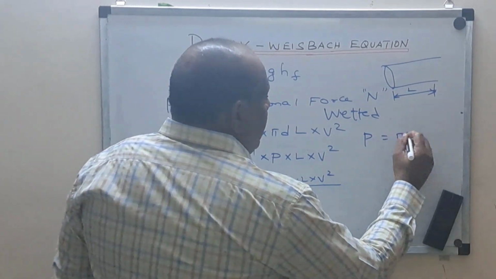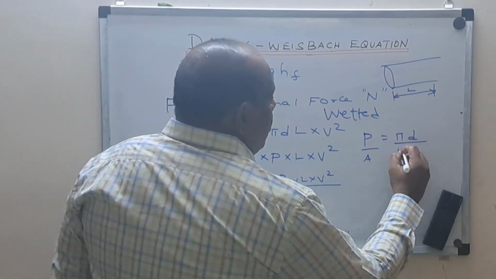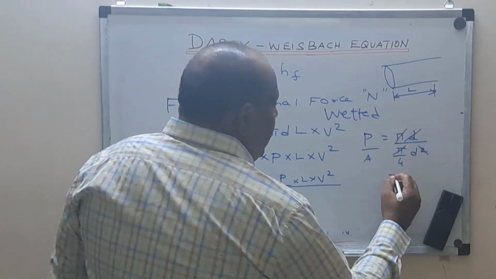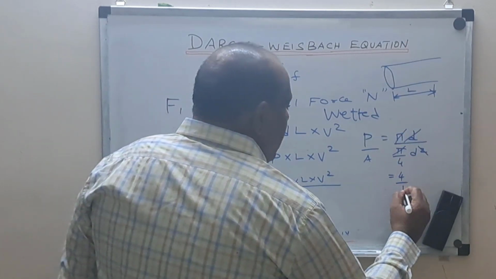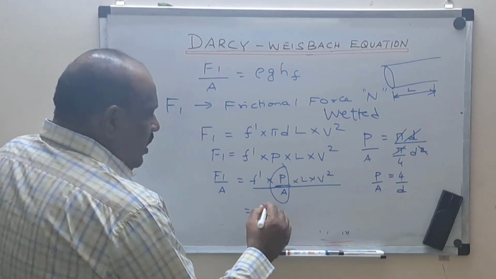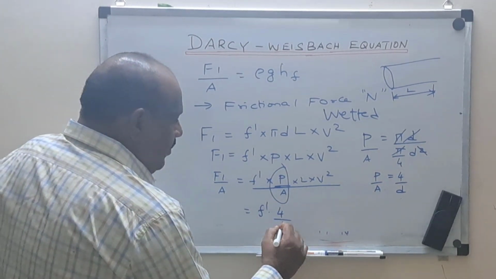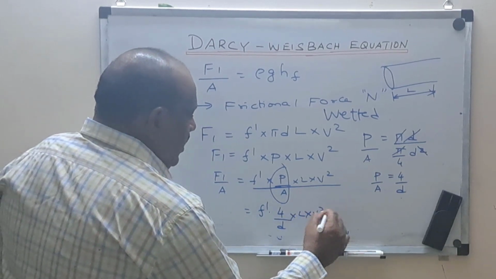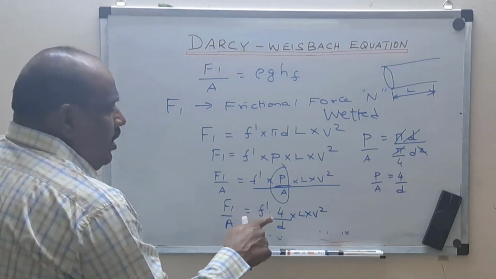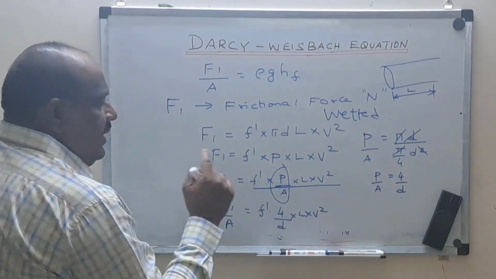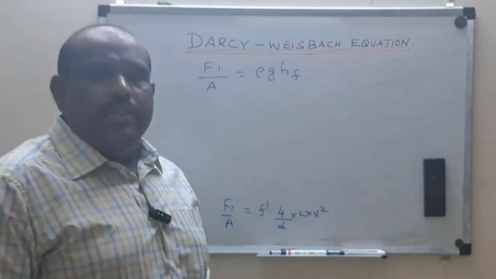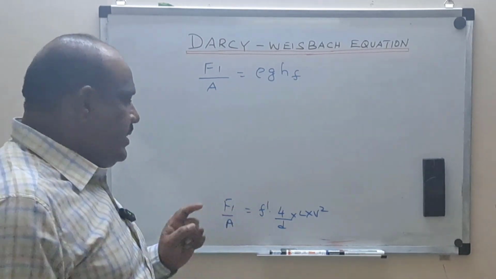So now let us try to find what is P by A. What is perimeter? Pi d. What is area? Pi by 4 d squared. So cancel off pi, cancel off d, it will be 4 by d. This 4 can be taken to the numerator. So P by A will be equal to 4 by d. So instead of P by A, I can replace it with F dash into 4 by d into L into v squared. So the left hand side F1 by A can be written as 4 into F dash into L v squared by d. That is the thing I was about to tell here. I hope you got it. Let us continue further. We can substitute for F1 by A this term.